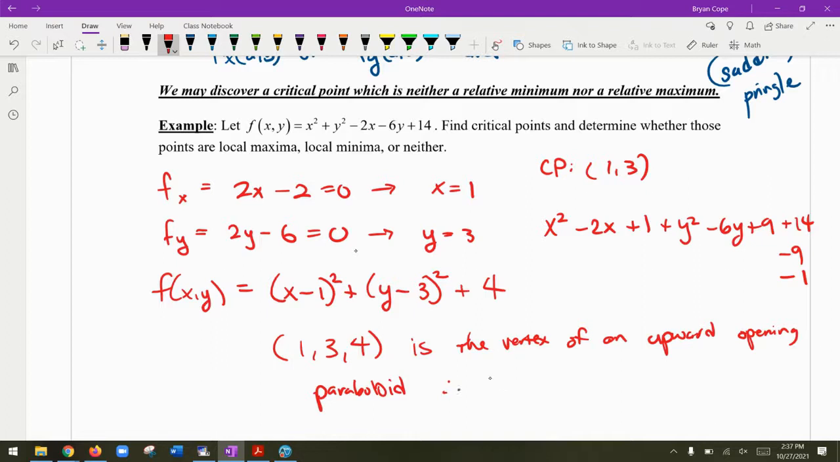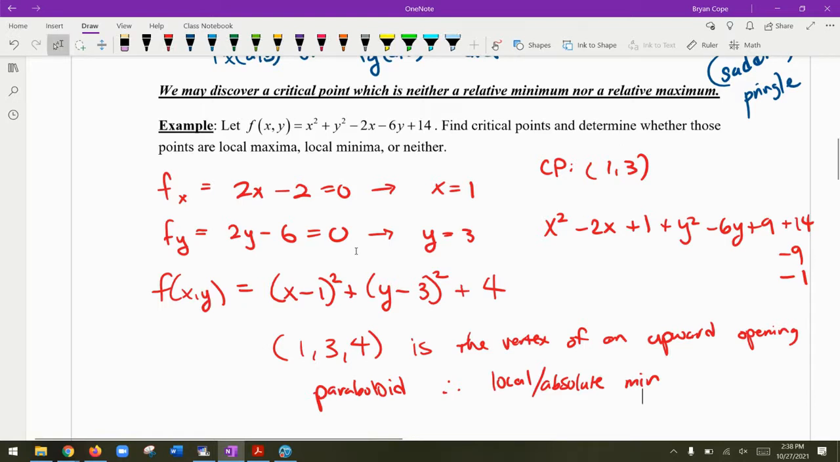So therefore, it is a local, well, actually, an absolute, local/absolute min. Because the lowest this will ever be is 0 and the lowest this will ever be is 0, we know that 4 is the lowest z value ever on this function. But they don't all work out so nicely, so we need a test to determine when that doesn't happen.